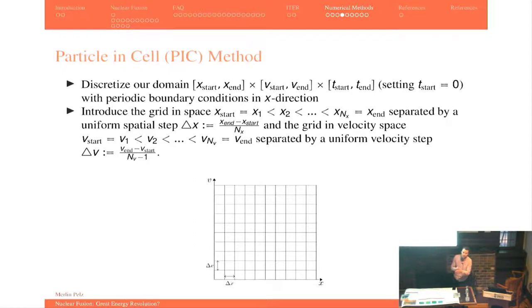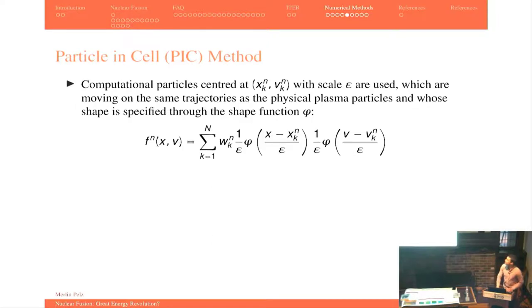This is also a property of the real numbers, that we have infinitely many points in between. But the computer can't deal with infinitely many numbers, so we have to discretize to be able to get a solution. So this is the grid in X, this is the grid in V, and then we have a two-dimensional space. So we have this discrete, two-dimensional grid. Okay. On this grid, we write our transport density as a sum of computational particles, which are weighted.